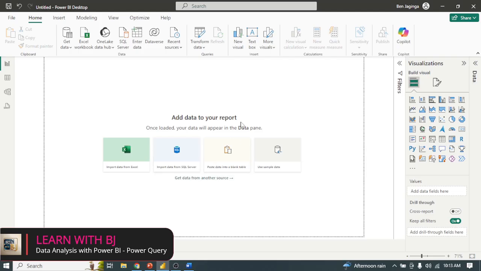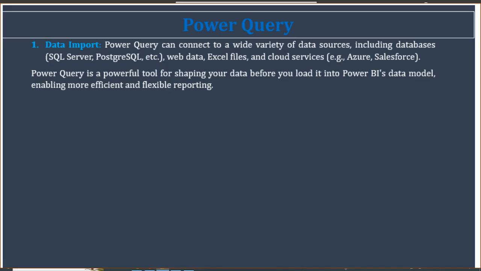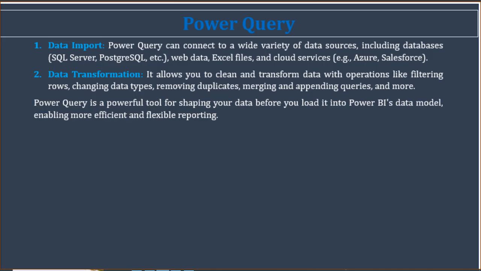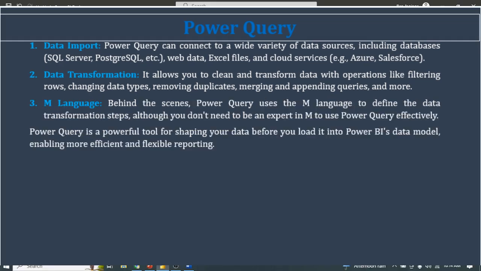Power Query has key features. The first key feature is to import. We import data from various data sources, and it also has a key feature of data transformation. It means we can transform data from one form to the other. And then it also has an M language. M language is used for transforming data behind the scenes. You can't see how the data is being transformed, but the language will transform the data behind the scenes.